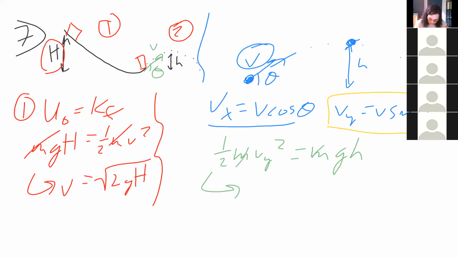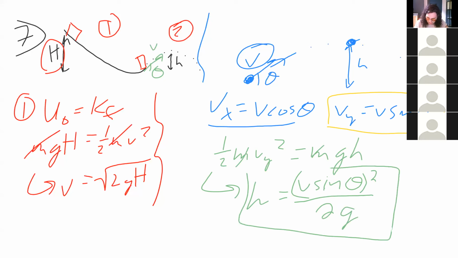Cancel out the masses, and you'll get that your h is equal to v sub y, which is v sine theta, quantity squared, over 2g. And this is maybe an equation that you even saw while prepping for the exam. That's a max height equation, which is pretty neat. But yeah, it falls out very quickly from the conservation of energy, so long as you're aware that the y component of the speed is the only thing that's converted into height. Of course, you could still do this problem using kinematics.